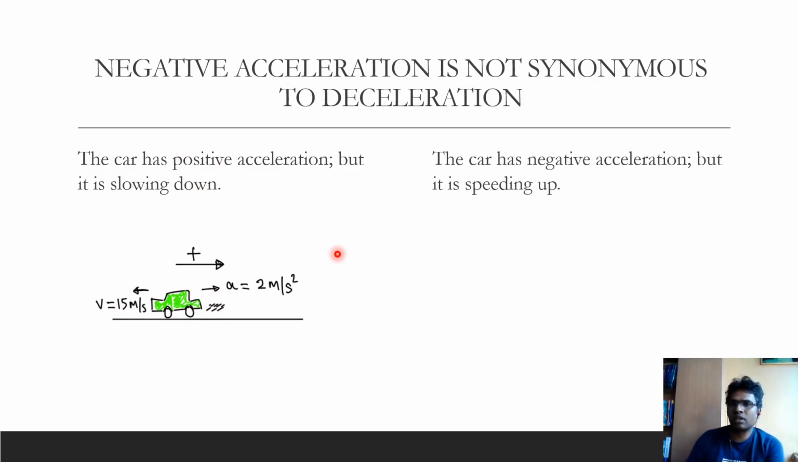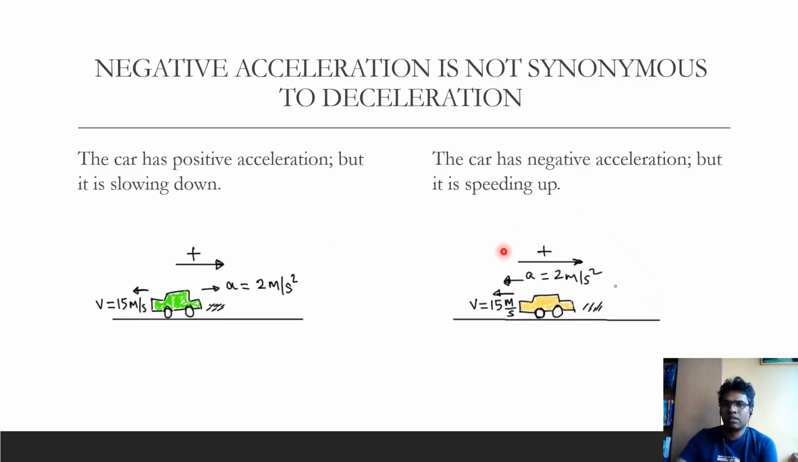Whereas when the car has negative acceleration, it might be speeding up. Okay, so like in this example, the acceleration is in the opposite direction of the direction considered to be positive, and the velocity is also in the opposite direction. So here the car is actually speeding up when the car has a negative acceleration. So whether the acceleration is positive or negative, it depends on the sign convention. Okay, it is not synonymous with deceleration or retardation. This is really important to understand.